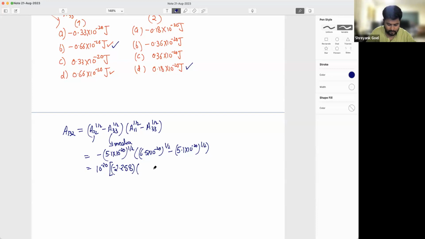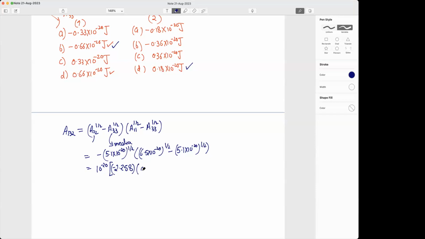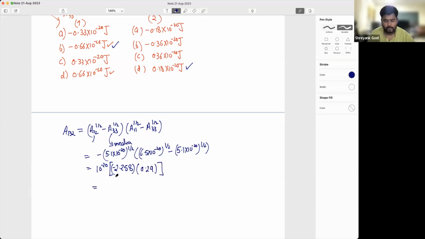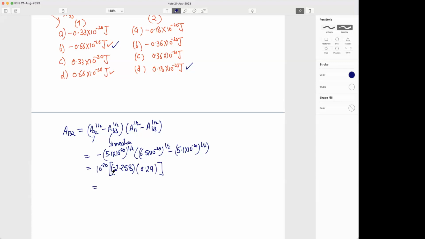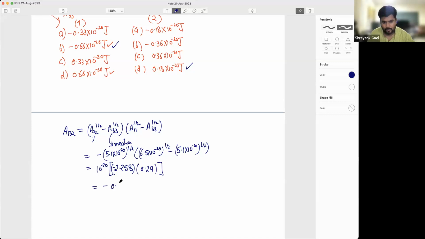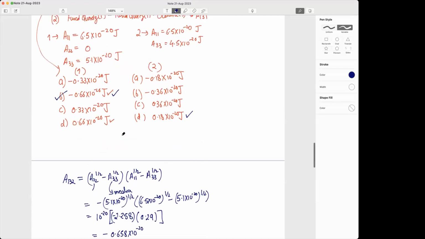6.5 minus... What are you getting? The other one is 0.29, yes, correct, into 10 to the power 10. Yes, I have written that. So it becomes minus 0.658 into 10 to the minus 20. And the closest answer is this. So this was correct. Yes, sir. Okay.